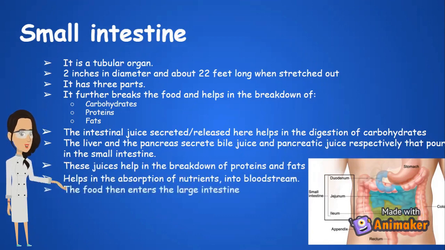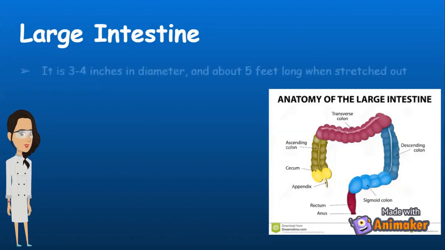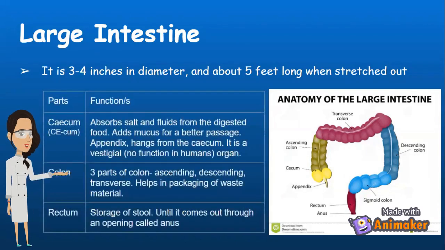The food then enters the large intestine. Let's learn about the large intestine. It is 3 to 4 inches in diameter and about 5 feet long when stretched out. That's still pretty long, but it doesn't meet the small intestine's length. Now let's learn about the parts of the large intestine and their functions. So the cecum is the first part we're going to learn about today. It absorbs salt and fluids from the digested food. It adds mucus for a better passage.